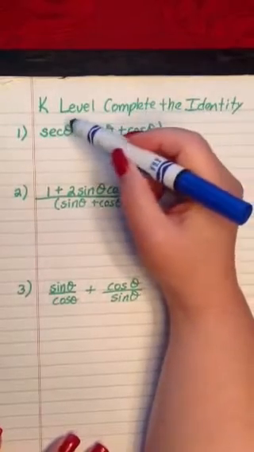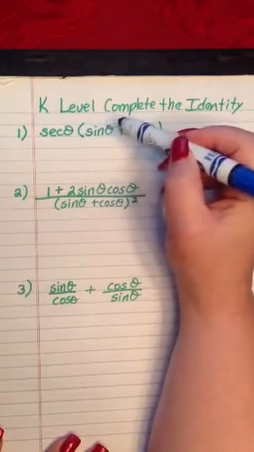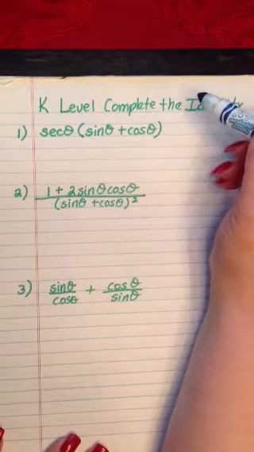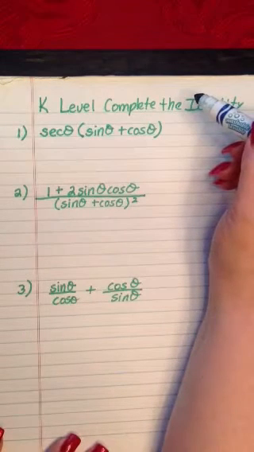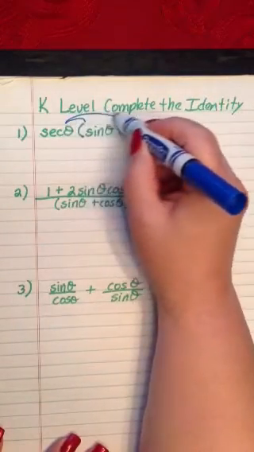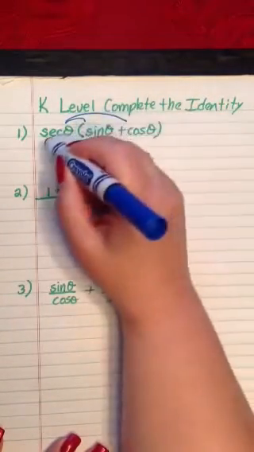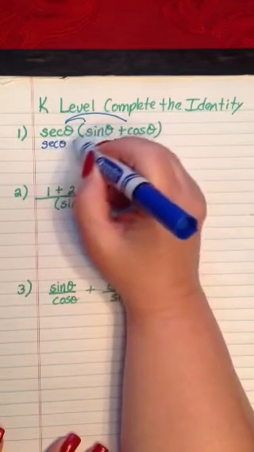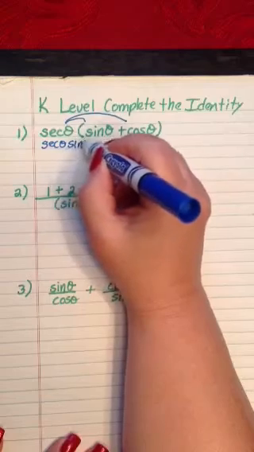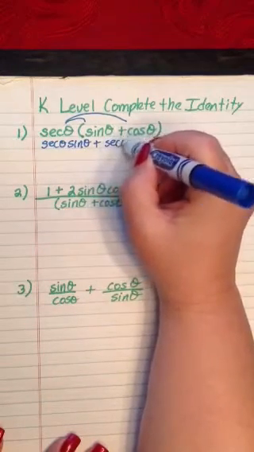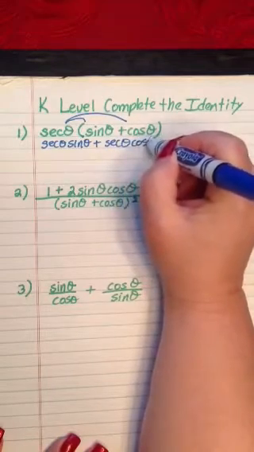All right, so the very first one we have is secant of theta times the quantity sine of theta plus cosine of theta. Well, as I look at this, I figure the obvious thing to do, maybe it seems, is to distribute. So this times this, plus this times this. So this would give me secant of theta times sine of theta plus secant of theta times cosine of theta.